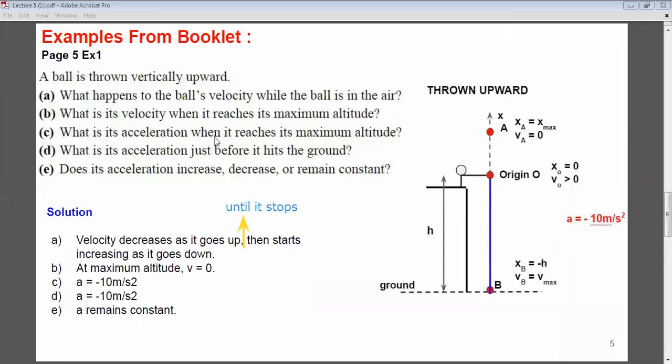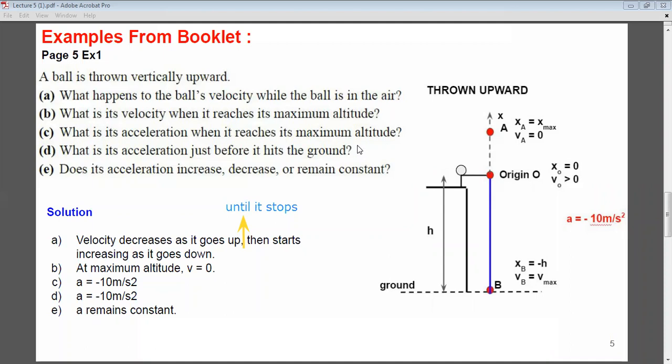What is the acceleration when it reaches the maximum altitude? What is the acceleration before it hits the ground? This is part D. Part E, does the acceleration increase, decrease, or remain constant? What's the answer to C, D, and E? Whether it reaches maximum altitude, whether it hits the ground, whether it's in the air, whether it's going up, whether it's going down, acceleration is minus 10 meters per second square.